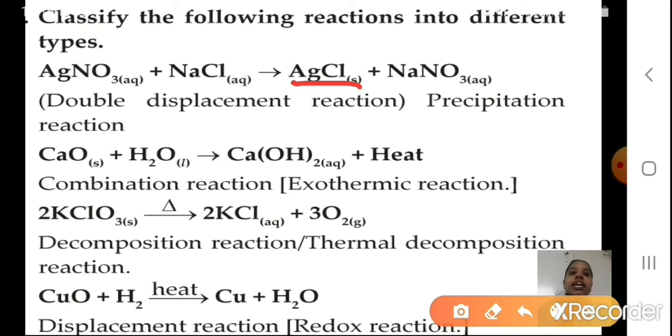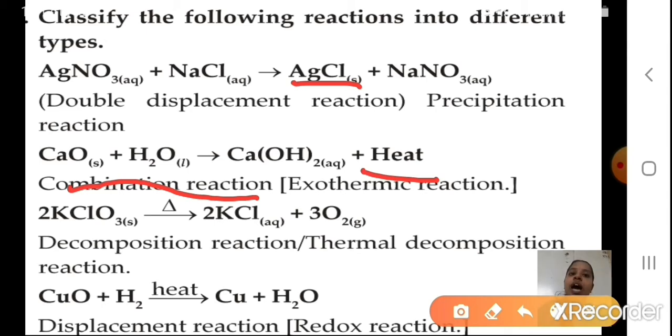Okay students, next is calcium oxide plus water gives calcium hydroxide plus heat. Now plus heat means you know it is an exothermic reaction as well as a combination reaction. Okay students, it is both a combination reaction as well as an exothermic reaction.